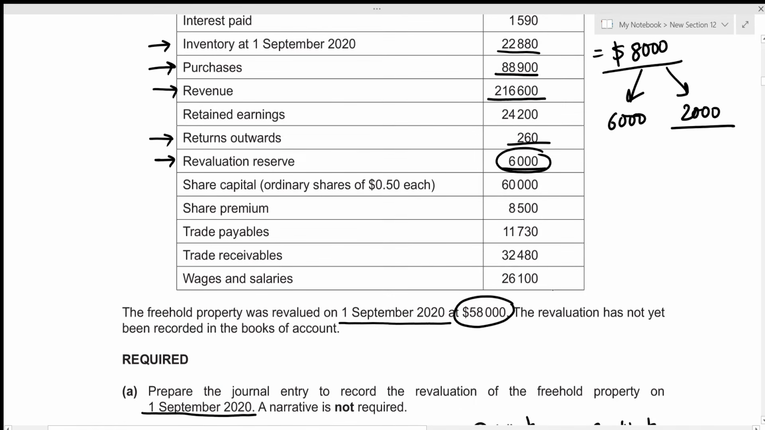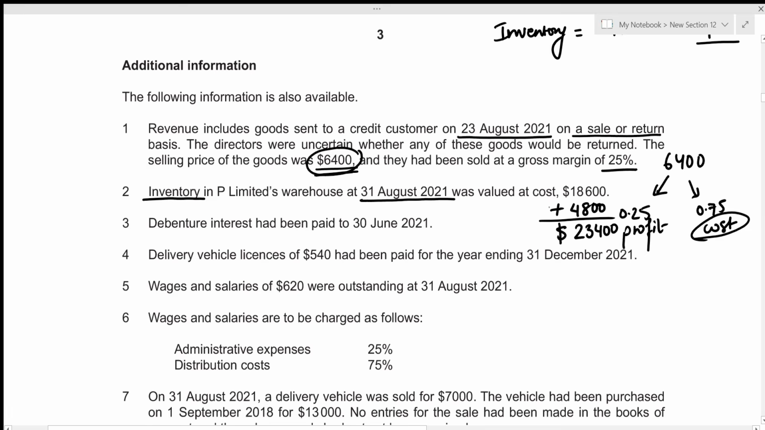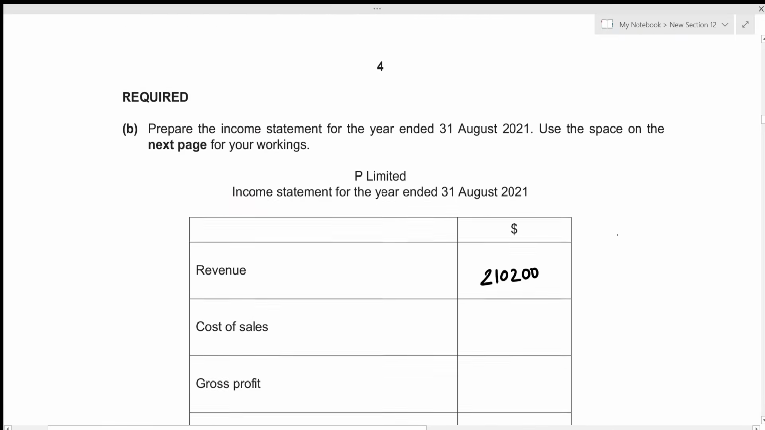Then we don't have any other items in this table, but we are given the closing inventory value of 18,600, but we already added the cost of the goods that were sent to a credit customer on sale or return basis, which gives us the total closing inventory to be 23,400. So these are the 5 items that should be recorded under cost of sales. Let's write it down.